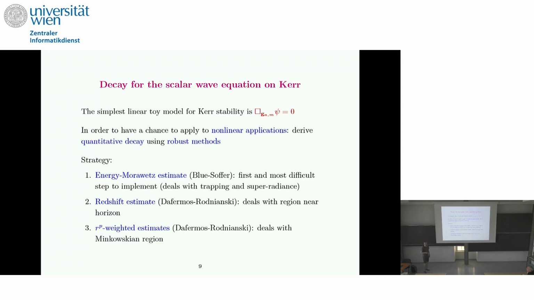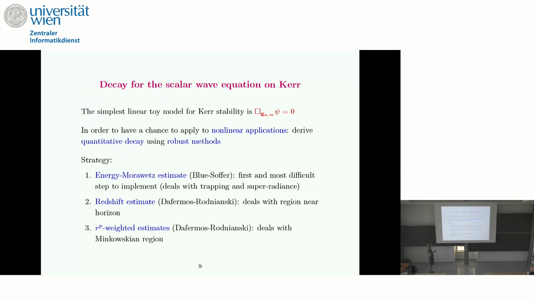Now let me outline the strategy that was found to deal with this. I should mention that there is a very different strategy that came from the work of Hintz and Vasy, and I'll mention it later. But for now, let me explain this strategy based on the energy method. First of all, you want to derive quantitative decay, and you want to do it using robust methods because, of course, later you think of applying this not to exact Kerr, but to perturbations of Kerr. The strategy has three steps.